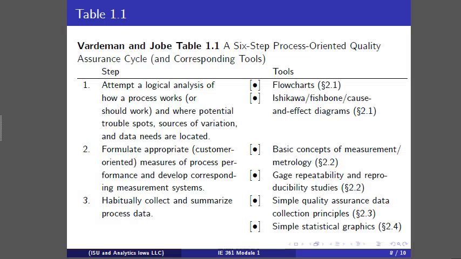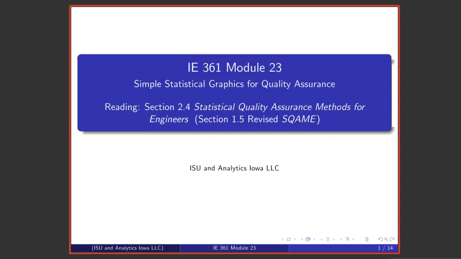The context is this: we've made our way through steps 1 and 2 of this 6-step process-oriented quality assurance cycle of Vardeman and Jobe, and are at step 3, considering the habitual collection and summarization of process data. The previous module made some comments about qualitative principles of data collection, and in this module we're going to speak of some use of simple statistical graphics in the context of quality assurance.